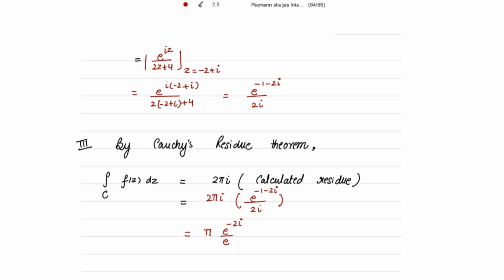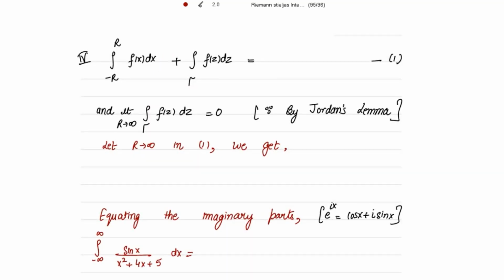Now fourth thing is, I have to use Jordan's lemma. Before that, I need to split this contour along the real axis and along tau, the semicircle. Whenever I have to integrate along the real axis, I write the function in terms of x, and along the contour I write the function in terms of z.